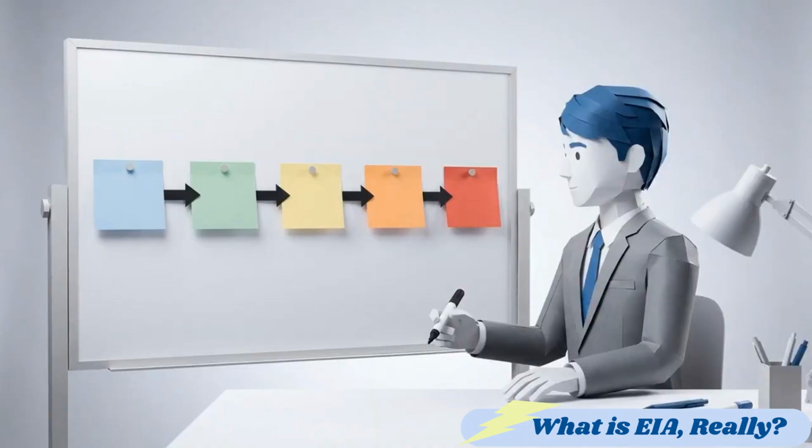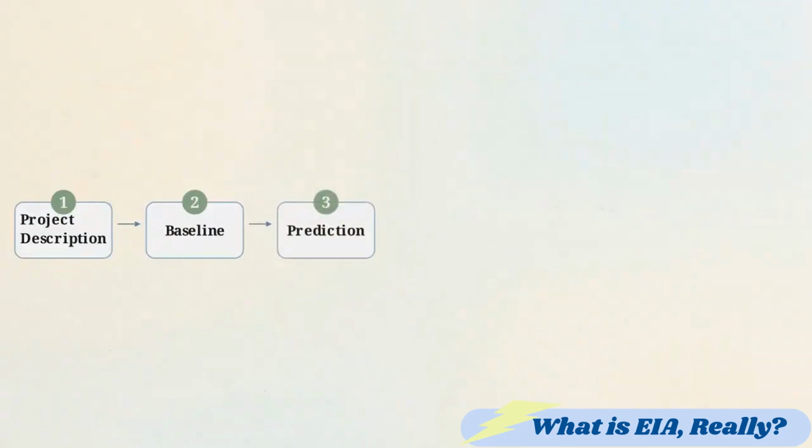All of these definitions synthesize into a single unifying mental model, a sequential chain of reasoning that drives the entire assessment process. This flowchart begins with Step 1. We describe the proposed project in its entirety. Step 2. We describe the current state of the environment, establishing the absolute baseline. Step 3. We predict exactly how the introduction of the project will alter that established baseline.